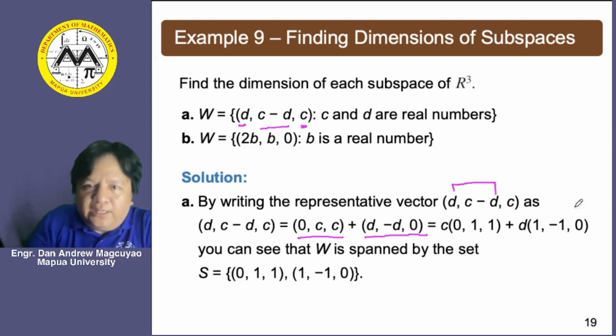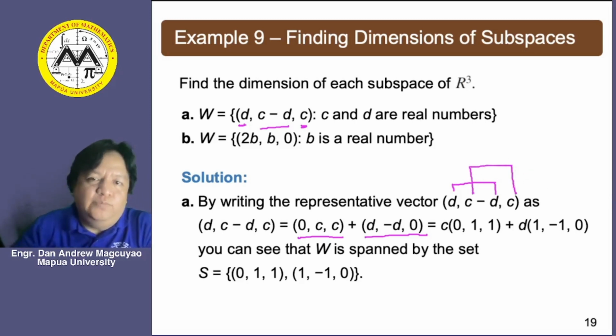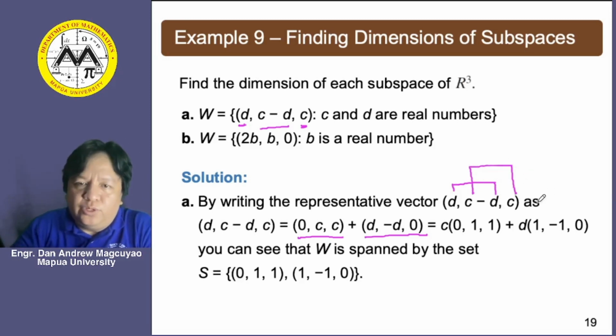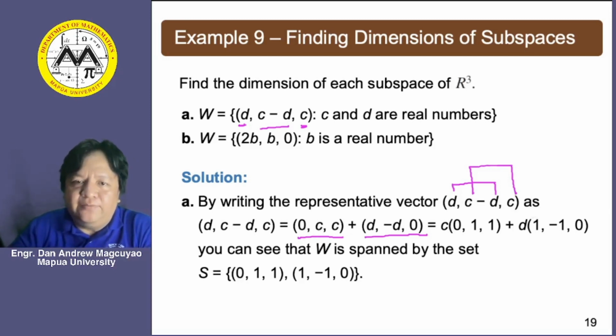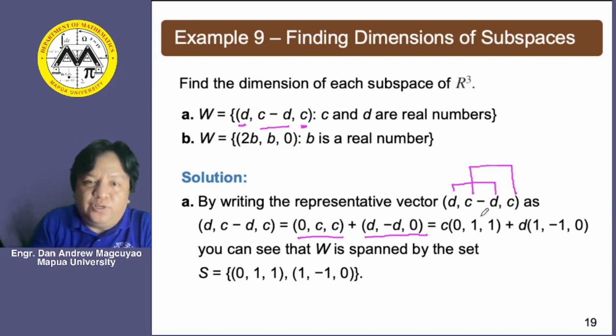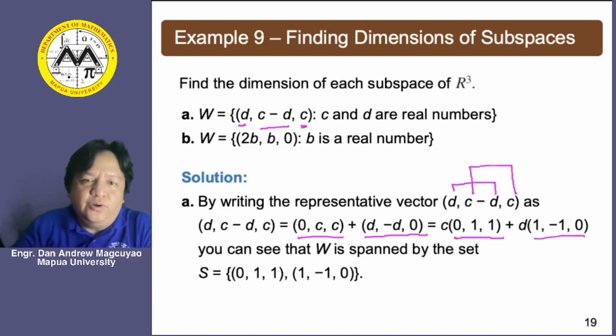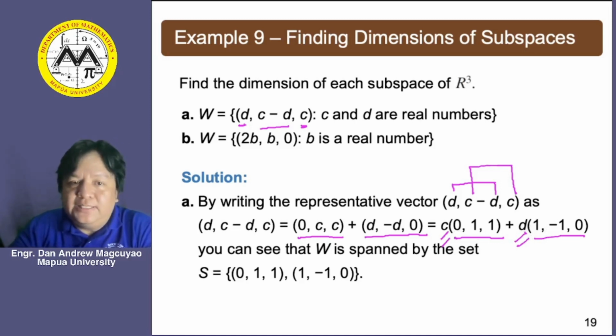So we can collect the D terms and the C terms. That would be (0, C, C) and (D, negative D, 0). So the two vectors that form a basis would be (0, 1, 1) and (1, negative 1, 0), for any scalars C and D.